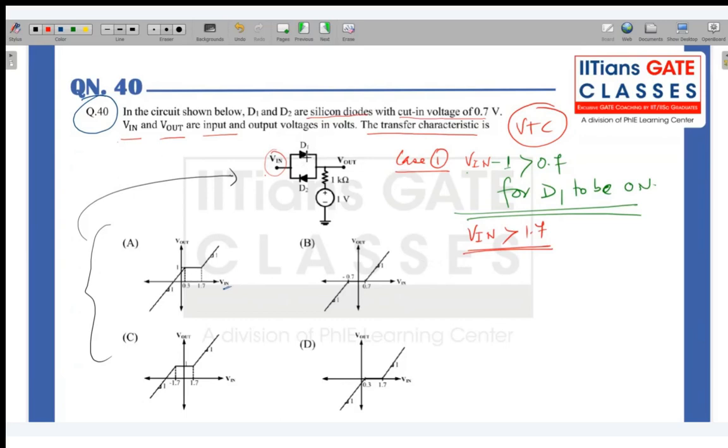Then what will be the output? If Vin is greater than 1.7, then only your diode D1 will be on. So now you know that your D1 is on.